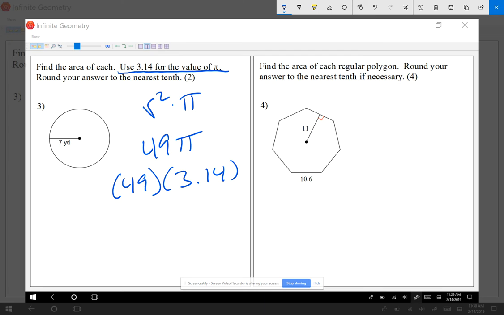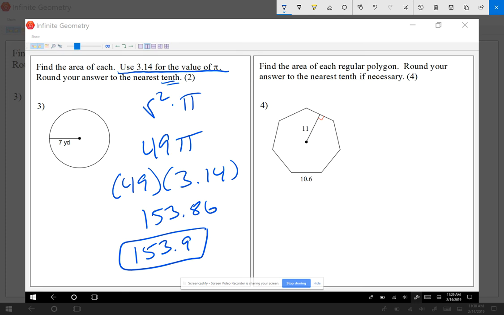Right, I'm going to use a decimal for pi. I'm going to go 49 times 3.14. It gives me 153.86. Because I have to round to the nearest tenth, I'm going to call this 153.9, because the second decimal number is big enough to push the 8. And 2 of these on the test tomorrow.